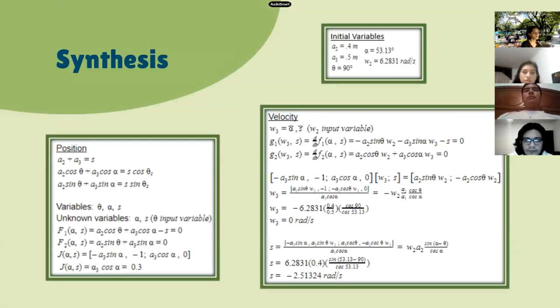For the synthesis of our mechanism, we use mathematical analysis using the initial variables in order to proceed with the calculation. In this case, we only calculate the position and velocity. First, we use vectorial equations for position that were decomposed into scalar equations so we can obtain its values. Then the velocity was calculated with the same steps as position, and the final results were the angular velocities of the rod and the slider.